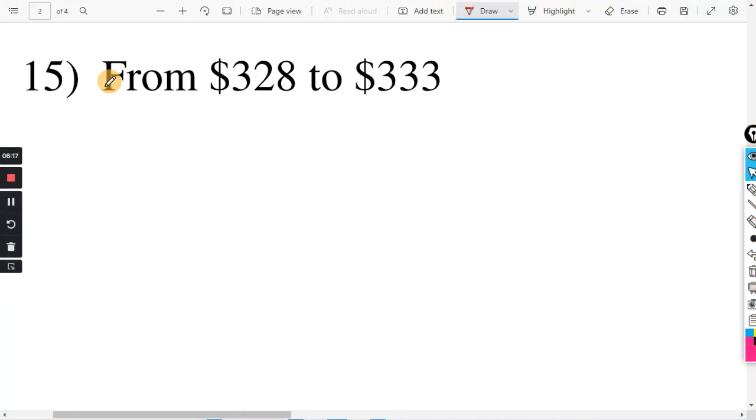Okay, let's try number 15. In fact, why don't you pause and try number 15, and then we'll check our work. Okay, we can see the value is increasing. So this is definitely an increase. And I'll do the formula in one step this time, since it is an increase.